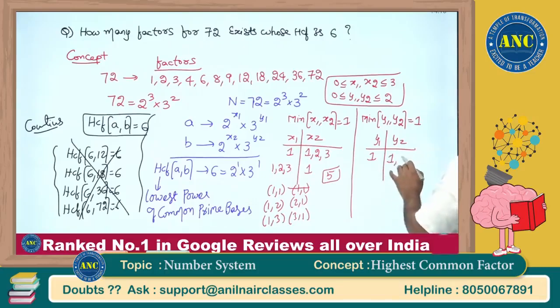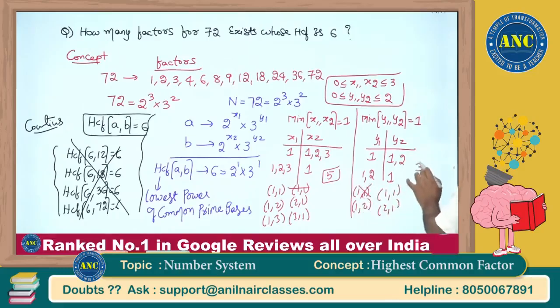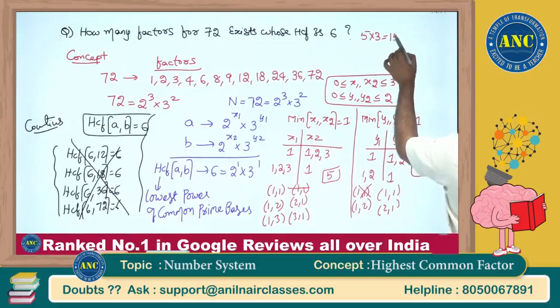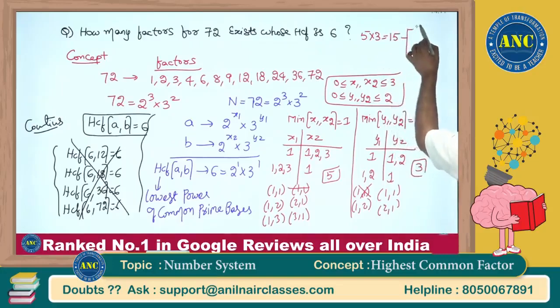It can be 1 or 2. If y2 is 1, it can be 1 or 2. So 1 comma 1, 1 comma 2. 1 comma 1 and 2 comma 1. 1 comma 1 is duplicated. So how many do we have? 3 cases. 5 into 3 is 15 cases. It is an ordered pair.